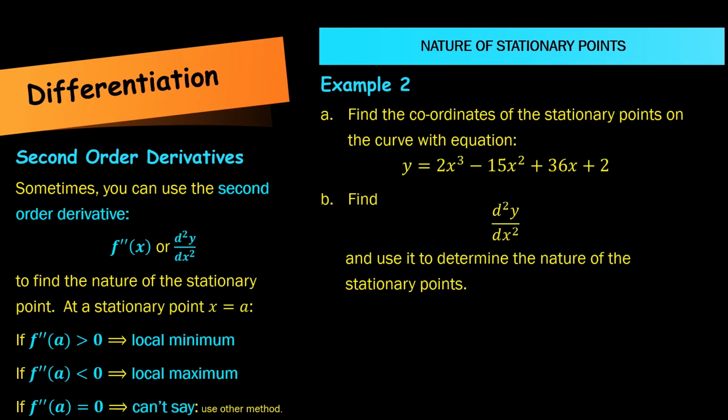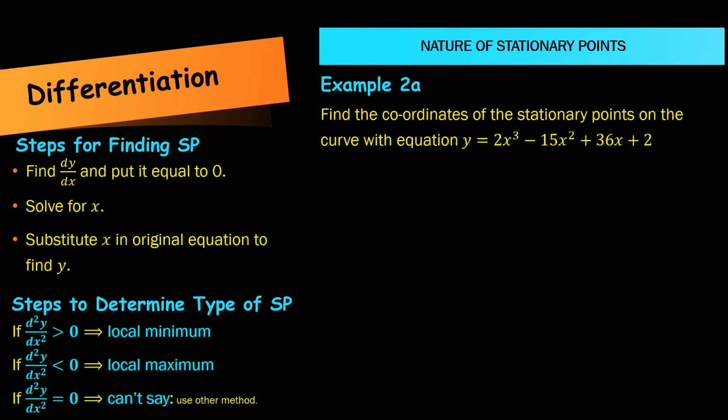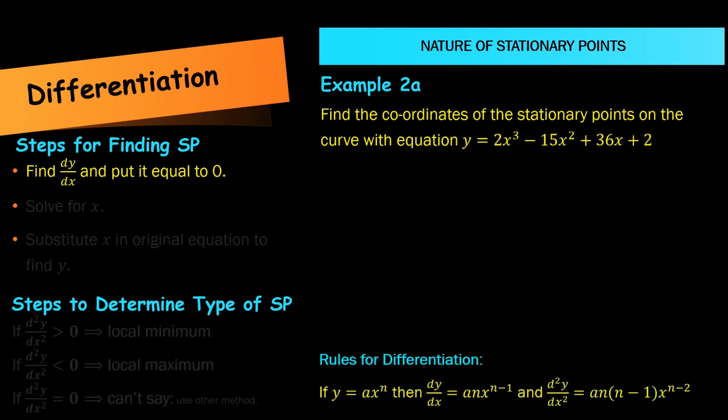Let's now take a look at an example. Pause the video and have a go. Press play when you're ready to view the solutions. So let's solve example 2a first. Find the coordinates of the stationary points on the curve with equation y equals 2x cubed minus 15x squared plus 36x plus 2. Remind yourself of the rules for differentiation shown at the bottom of your screen. And let's solve.